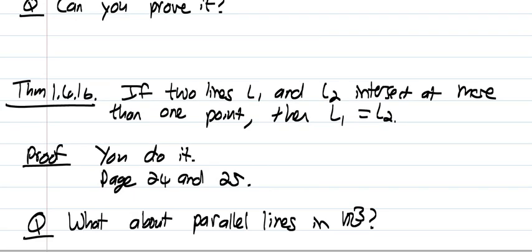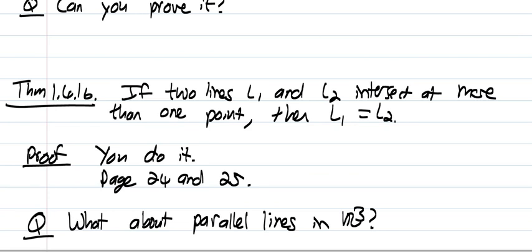And this is the theorem. The theorem goes as follows. If two lines, L1 and L2, intersect at more than one point in 3D, then the lines are identical. Now, I'm not going to do the proof. You can do it. Please read the proof carefully and scrutinize each line. The proof is on pages 24 and 25 in our textbook. This again shows us that the way we've defined lines agrees with our human intuition. If you have two straight lines in 3D and they intersect in more than one point, then the lines are identical. So please give it a go.